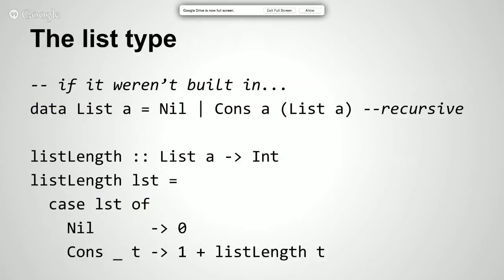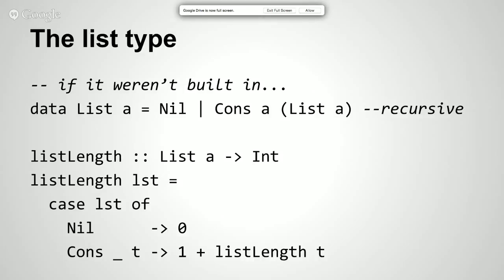If the list type were not built in, you could create it. And this is exactly what it would look like. You have a nil constructor, a cons constructor that takes an A, where A is the type that it's parameterizing, and a list of A. And the recursiveness of it is fine. We do a lot of work with recursion in Haskell. We prefer it over for loops and such.